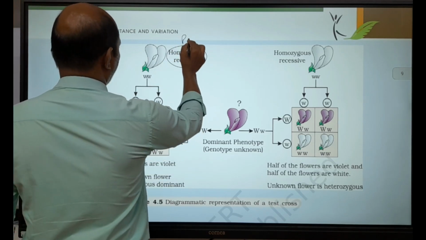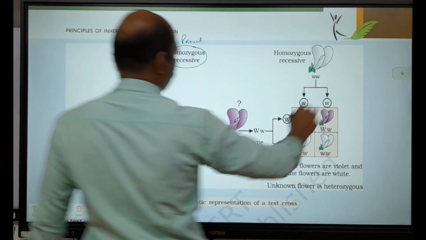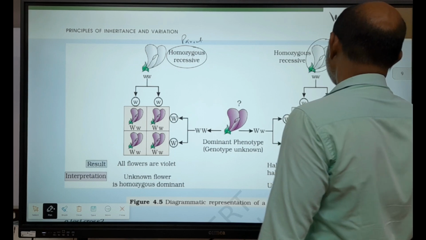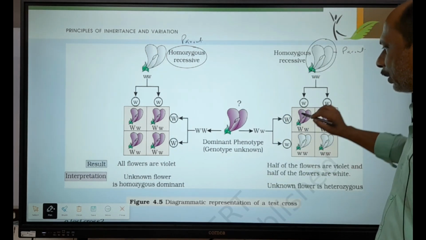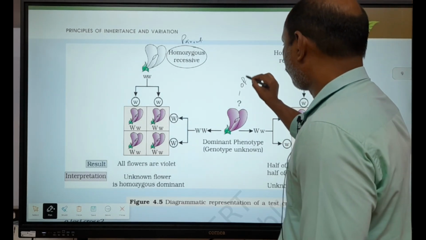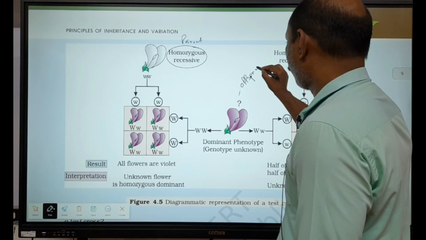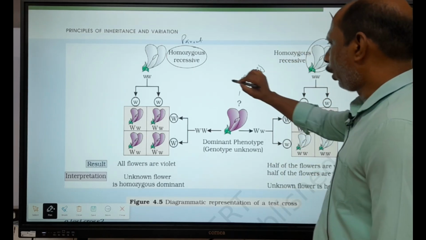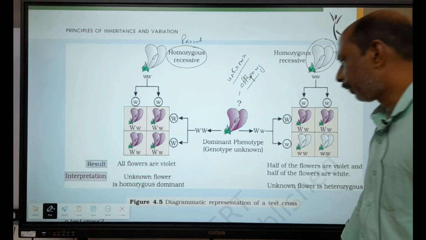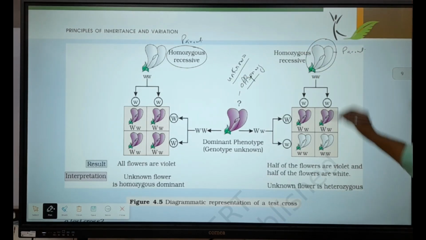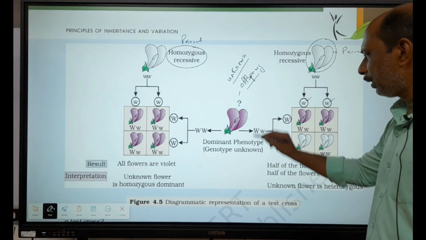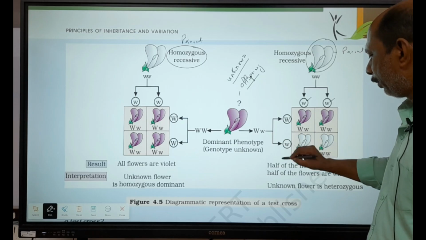This one is one parent, and that is also homozygous recessive. This one is a parent. When a recessive parent is crossed with the offspring, this one is the offspring, the unknown offspring. Then what happens? In the first case, these are gametes, small w from the parent, and this one, here it is given as heterozygous.